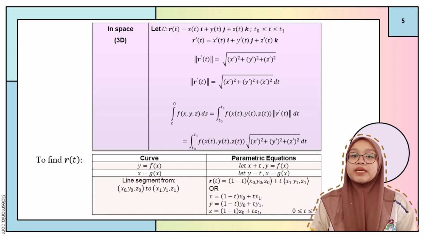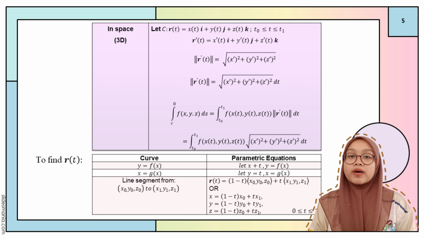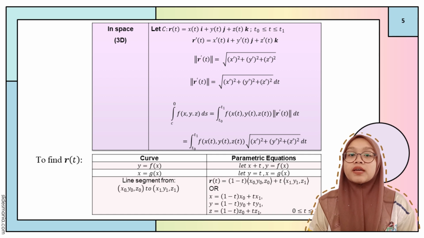In 3-dimensional space, we let C as r(t) equal to x(t)i plus y(t)j plus z(t)k. The differentiation is r'(t) equal to x'(t)i plus y'(t)j plus z'(t)k, and the magnitude can be found by the square root of x' squared plus y' squared plus z' squared. The integral is from t0 to t1 of f(x(t), y(t), z(t)) multiplied by the magnitude of r'(t) dt.